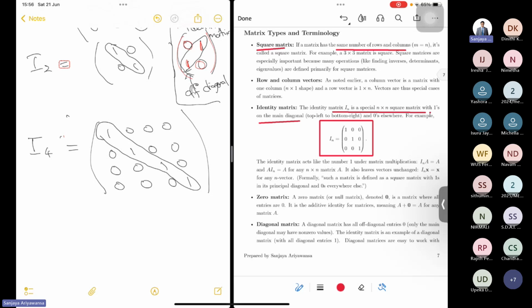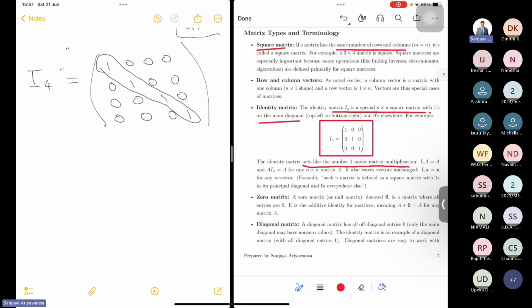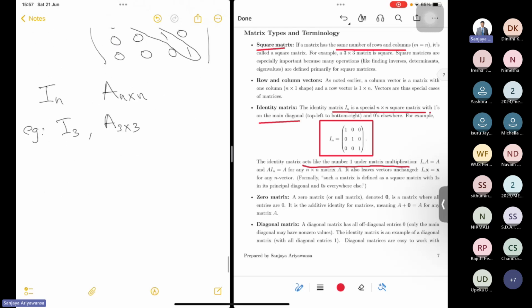So the importance of the identity matrix is it acts like the number one under matrix multiplication, right? That's why it's key. So you take any identity matrix IN and you take any square matrix, let's say A, n by n. So for example, let's take I3 and another matrix 3 by 3. So what they're saying here is IN times A equals A, and A times IN equals A.